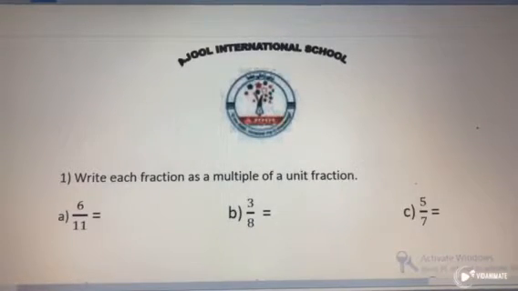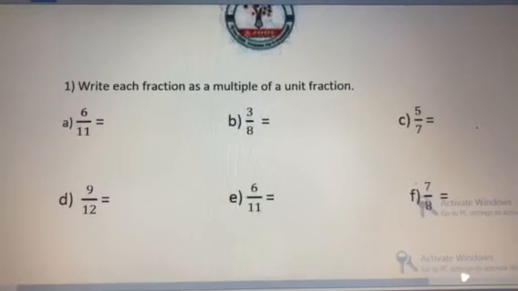Today we will take a revision for lessons 10.1, 10.2, and 10.4. First, please write each fraction as a multiple of a unit fraction. What does a unit fraction mean? A unit fraction is a fraction with a numerator of 1.